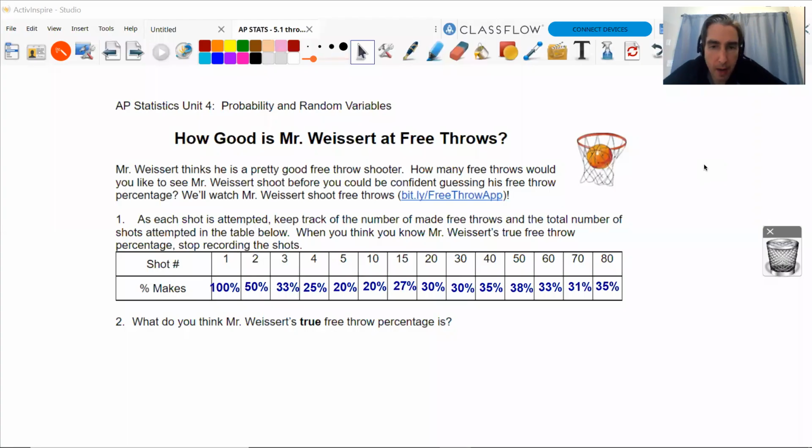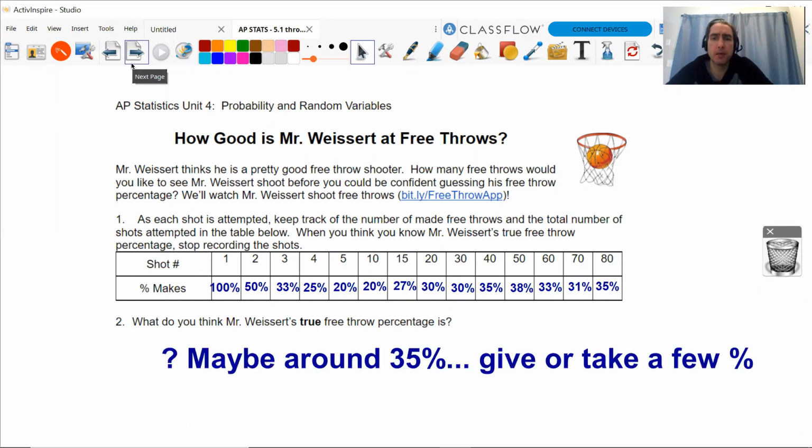So hopefully we've been keeping track of my percentages. You can see here these are the percentages that I calculated from our simulator. The question is, what do you think my true free throw percentage is? Of course, if you were following along in class, it would have been different. But for this particular video, you might guess maybe it's around 35%, because that's where I ended after 80 shots. So the idea is we took a lot of shots to try to get somewhat close to what we perceive the actual probability is.